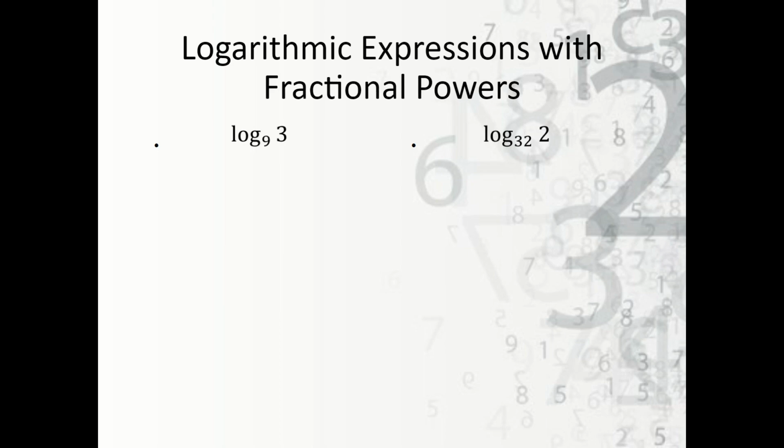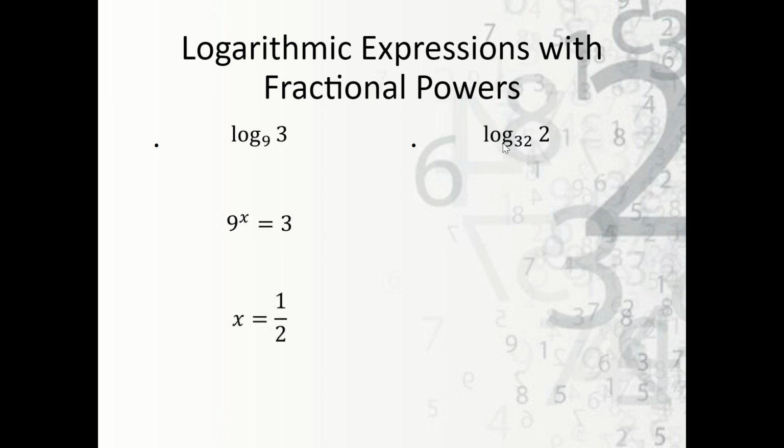Now, what about fractional powers? In this case, we have log base 9 of 3. That's really saying 9 to the x power is equal to 3. Notice we start with a bigger number than we end with, so we have to be taking a fractional power of some kind. So 9 to what power equals 3? Well, the square root of 9 is equal to 3. So when we raise it to a power, it's really the 1/2 power. So in this case, x equals 1/2.